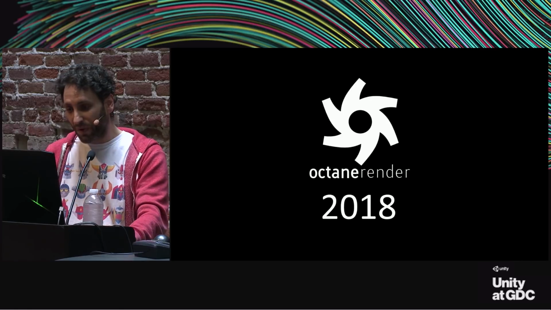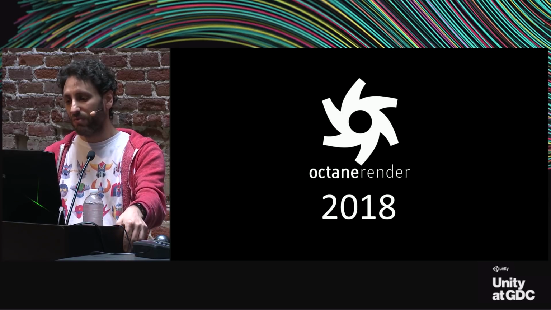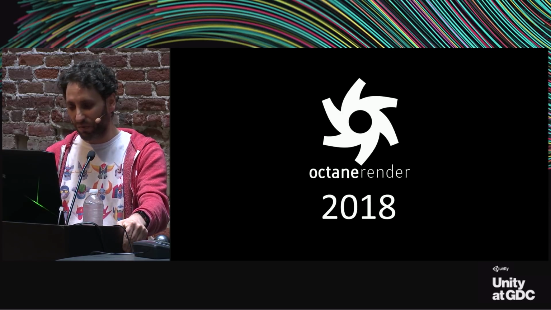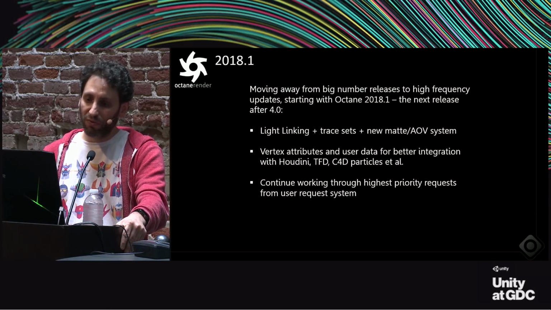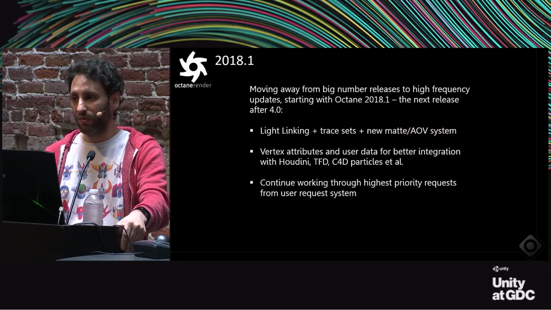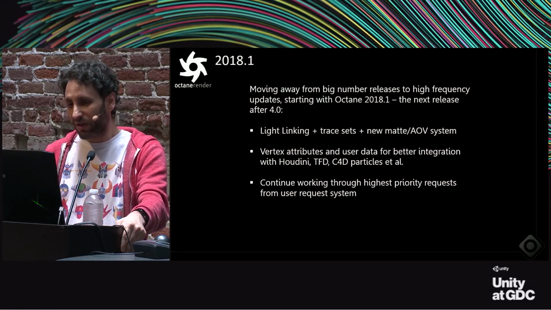Going forward, we are going to stop numbering Octane versions, and we're going to actually follow Unity's lead a little bit and have OctaneRender 2018.1 and so forth. We're going to have so many updates happening every few months with major features that we don't want to have an Octane 5 or 6 come out in one year. So Octane 2018.1 is going to follow not too long after Octane 4.